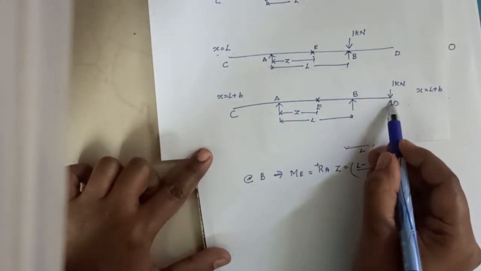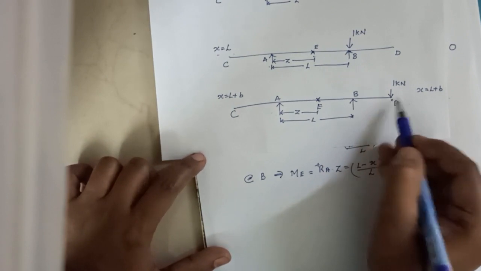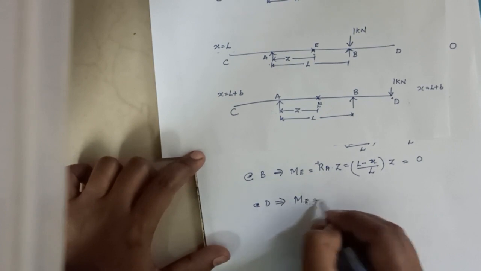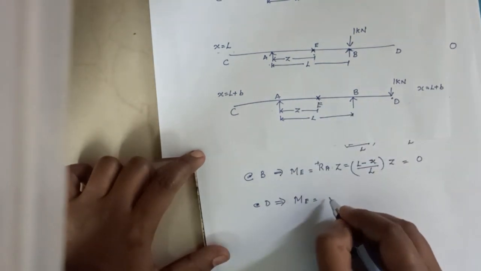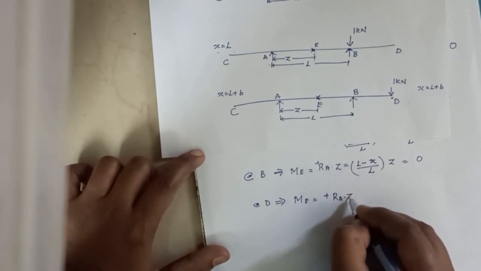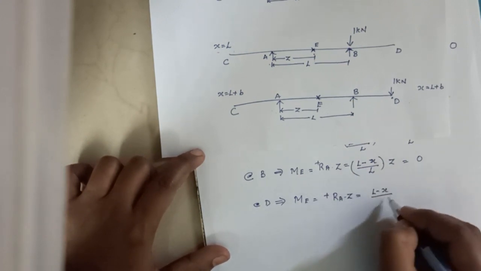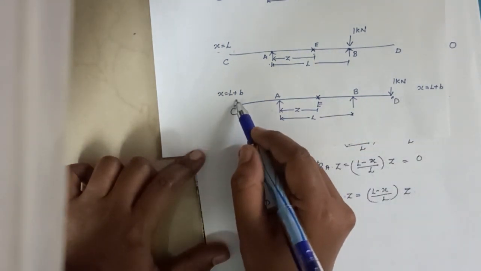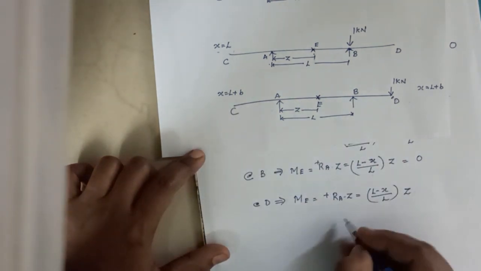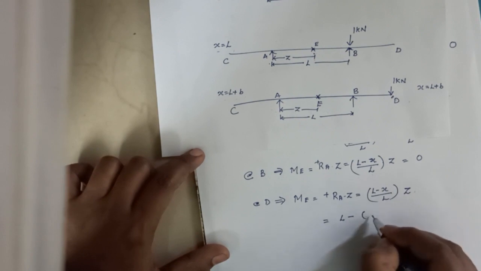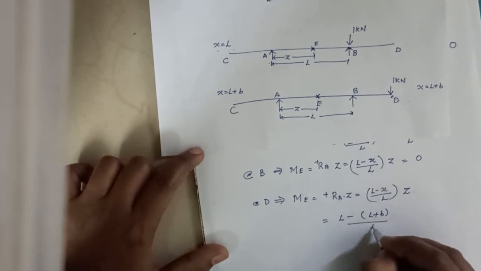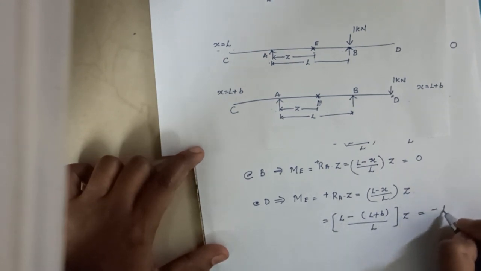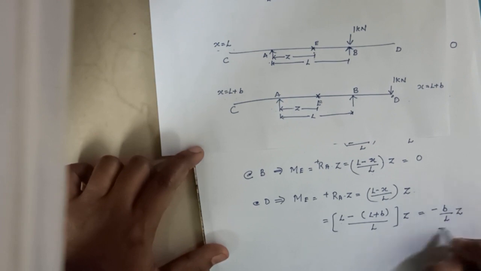Then last position, that is unit load at point D. At D, the moment will be equal to again plus RA into Z. So (L minus x) by L into Z. Here the x value is equal to L plus B. Substitute the value, so (L minus L plus B) by L into Z, which is equal to, L will get cancelled, therefore minus B by L into Z.